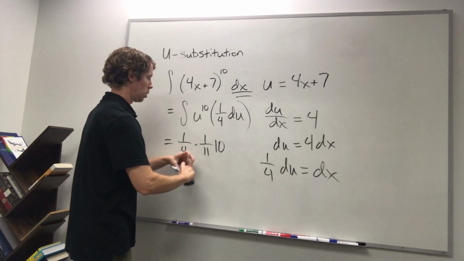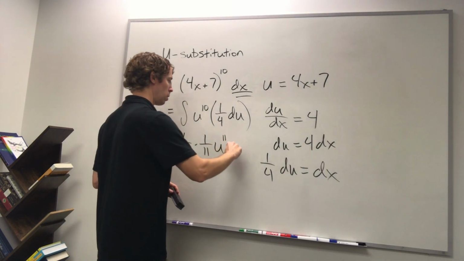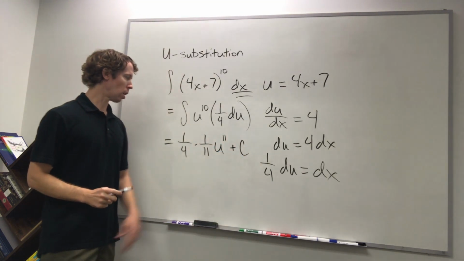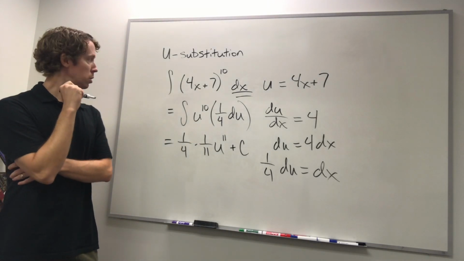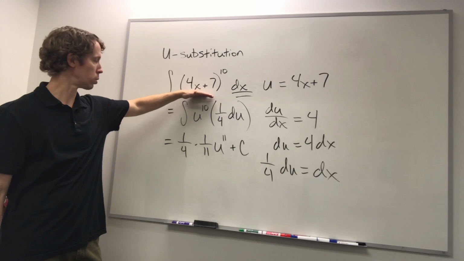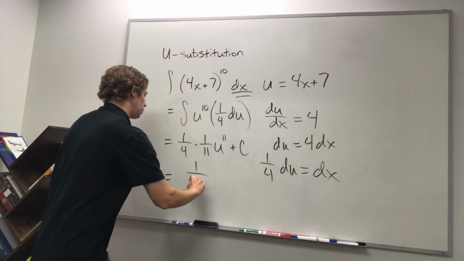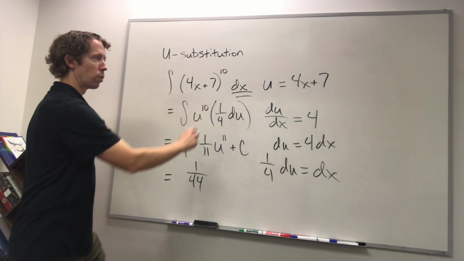Whoops. This should be a u to the 11th power plus the arbitrary constant. And then the last step is just to go back and rewrite your solution in terms of the original variable, which was x. u was 4x plus 7.